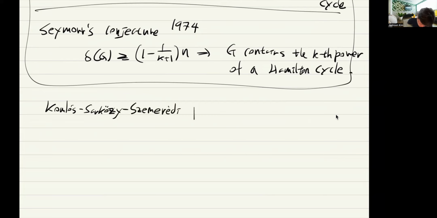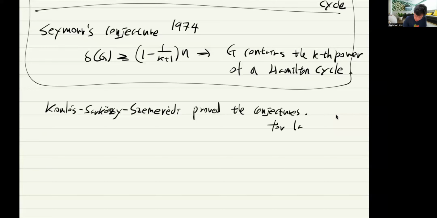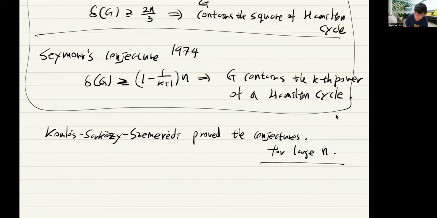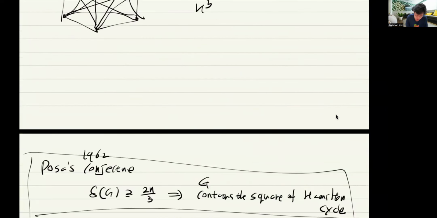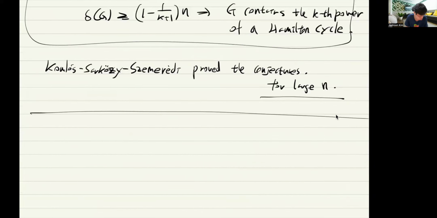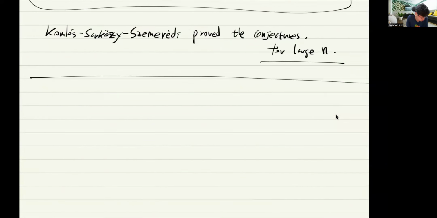Komlós, Sárközy and Szemerédi proved the conjecture. And they use the regularity lemma and blow-up lemma, for sufficiently large n. And there is a theorem that incorporates this kind of statement, which is called the bandwidth theorem.